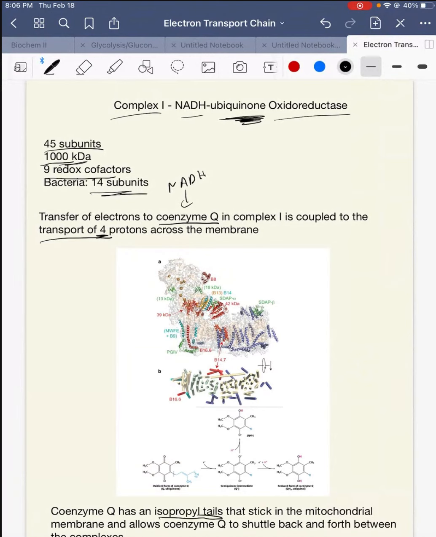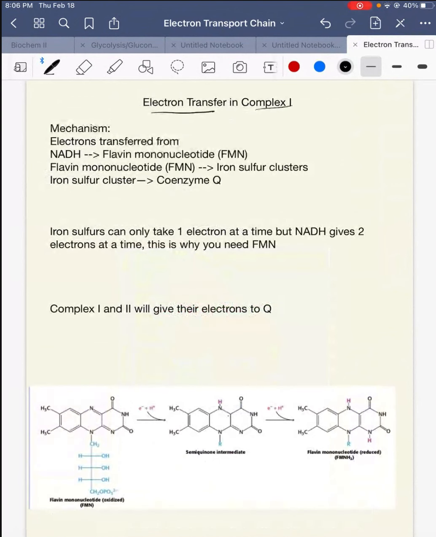Let's look at the mechanism of the electron transfer in complex 1. We have our NADH, which comes from the shuttles. It can come from the TCA cycle, and even lactate dehydrogenase can produce the electron carrier NADH. So this can come from many things. NADH gives 2 electrons to a cofactor called flavin mononucleotide, or FMN. Then FMN gives the electrons to iron sulfur clusters, and the iron sulfur clusters give the electrons to coenzyme Q.